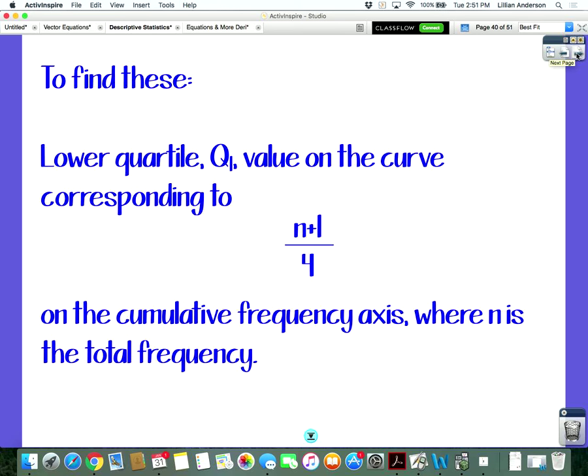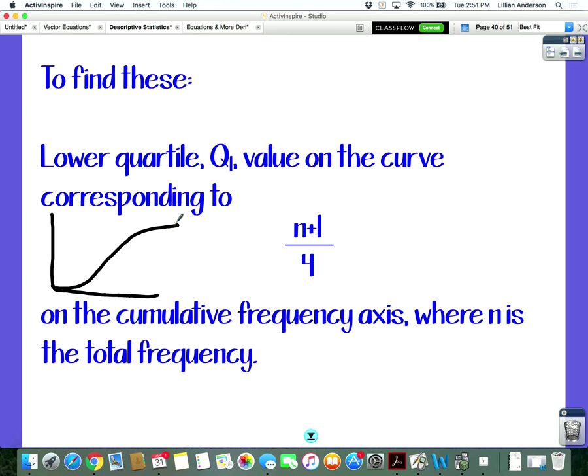All right. So to find these pieces of data, the lower quartile, which sometimes can be denoted as Q1, is the value on the curve that corresponds to (n + 1) divided by 4 on your cumulative frequency axis. N represents your total frequency, just like it did before. So you figure out what your total frequency is, add 1, divide by 4. That number tells you where to look on your y-axis to find exactly where the lower quartile is.